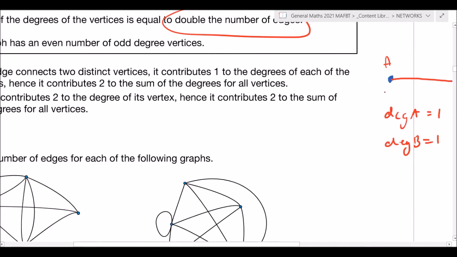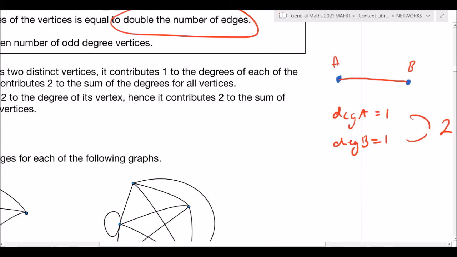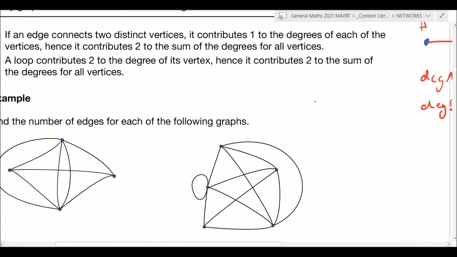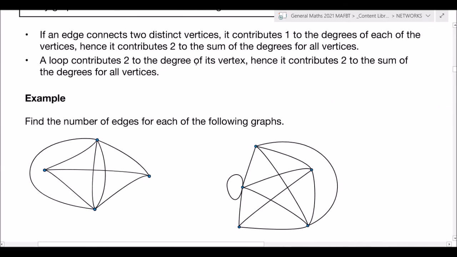What that's saying is each edge contributes 2 degrees. A loop will contribute 2 degrees to its vertex, and it's the same thing. So let's say you've got a loop, and let's call that vertex A. The degree of A would be 2. So every loop counts for 2 to the degree of that vertex.